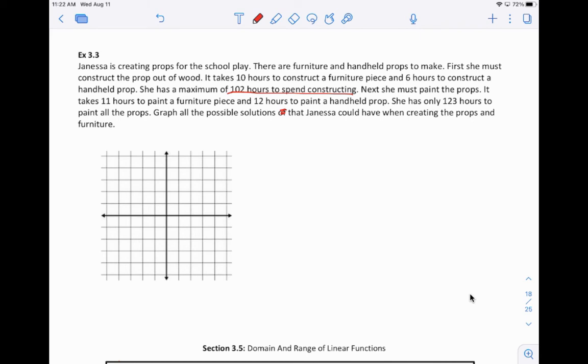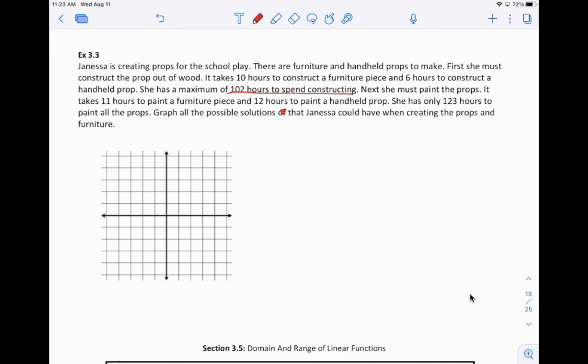We don't know how many she's going to need. We don't know if there's going to be more. Maybe they want more handheld props. Maybe all of a sudden they decide they don't need this piece of furniture. So she's just seeing how many combinations she can make. All right. One such combination.